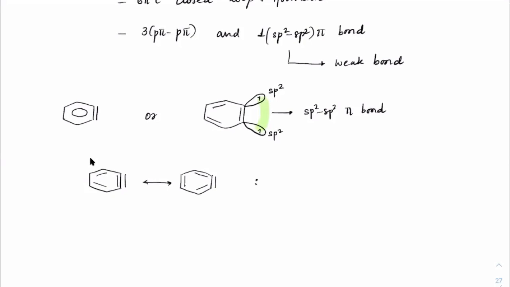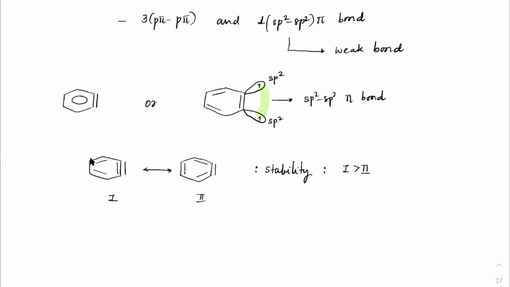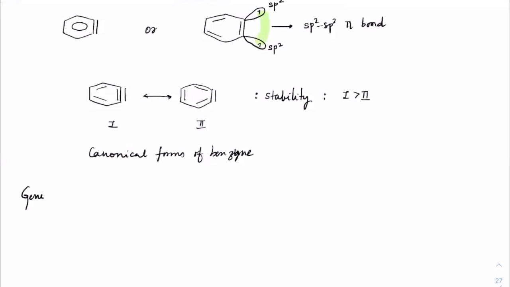If we check the stability, suppose I call this 1 and 2, 1 is more stable than 2. And these two are canonical forms. Now let us see how to generate benzene. In which cases will we usually see benzene formed? Let's try to understand that. First case is dehydrohalogenation.